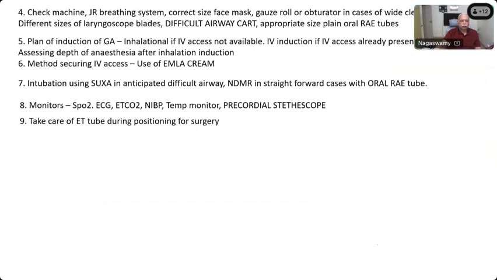So take care of a leaky tube during positioning for surgery. Normally even for cleft lip they want a little bit of extension. By placing a double roll under the shoulders, they want the head to be a little extended. And what is the nerve block that you can give for lip surgery?